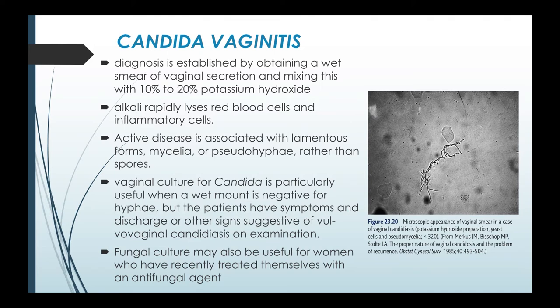Diagnosis is established by obtaining a wet smear of vaginal secretion and mixing this with 10 to 20% potassium hydroxide. Now, the alkali rapidly lyses the red blood cells and inflammatory cells. Active disease is associated with filamentous forms, mycelia, or pseudohyphae rather than spores. Vaginal culture of Candida is particularly useful when a wet mount is negative for hyphae, but the patients have symptoms in discharge or other signs suggestive of vulvovaginal candidiasis on examination. Fungal culture may also be useful for women who have recently treated themselves with an antifungal agent.